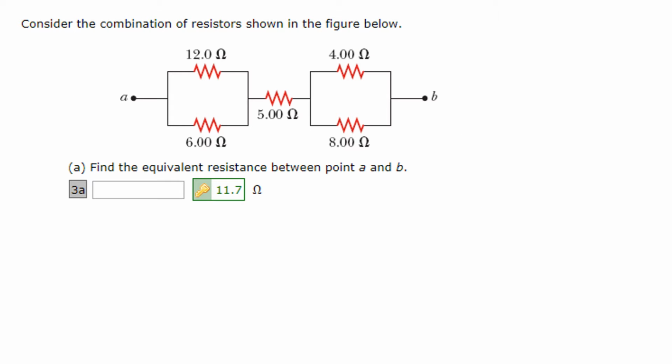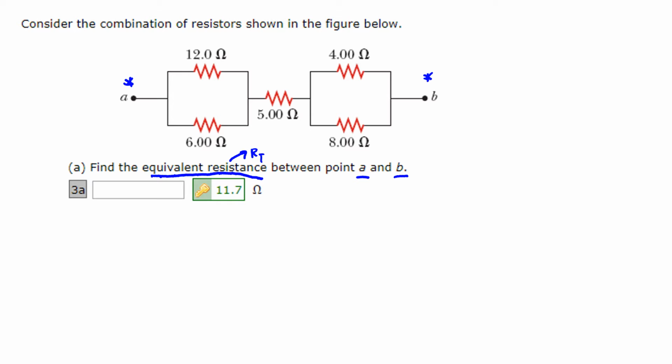Now let us solve a sample problem. Consider the combination of resistors shown in the figure below. Find the equivalent resistance between point A and B. Now the term equivalent resistance is just very similar to total resistance, or RT. So basically, points A and B are points in the circuit with different potential difference, and when there's potential difference, there's current because it's going to cause charges to flow.